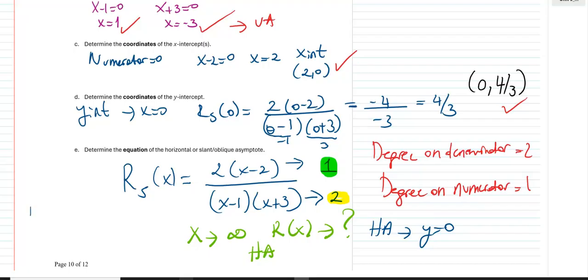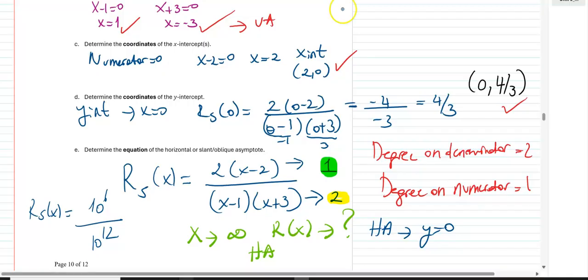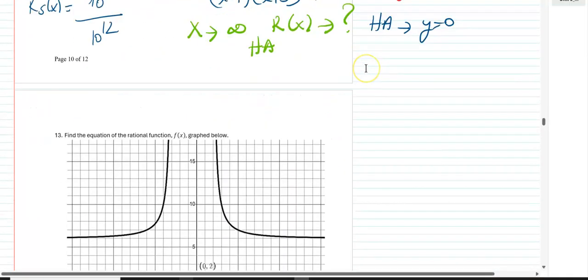So it will be something like that when x goes to infinity. So if we have, let's say, 10 to the power 6 at the top, at the bottom we're going to have 10 to the power 12. So it will be approaching 0. The function will be approaching 0.